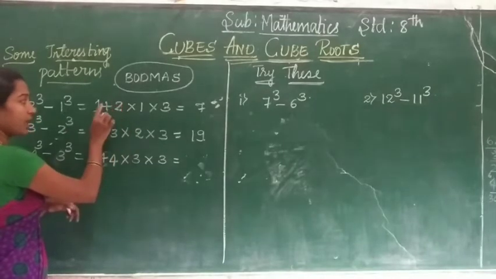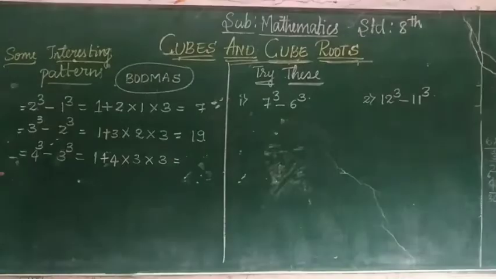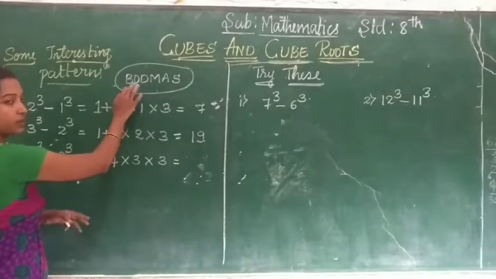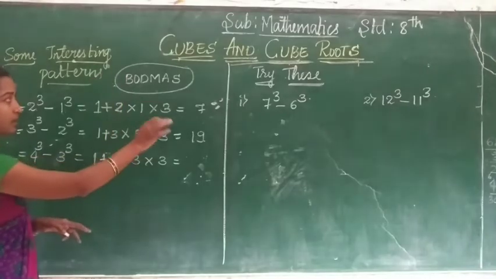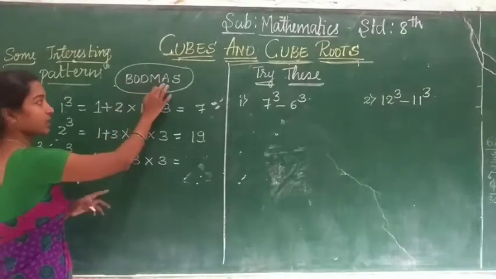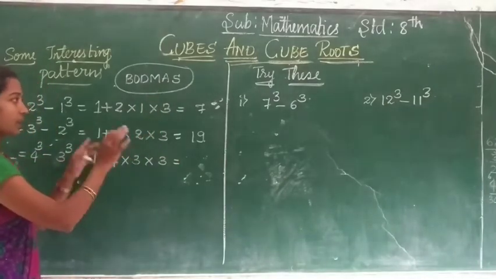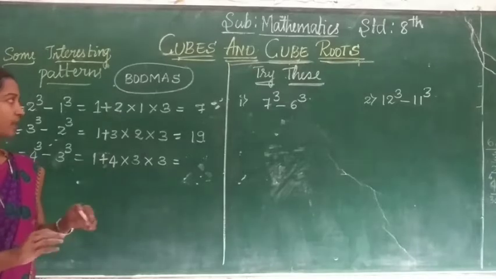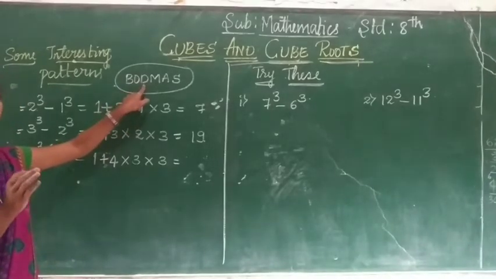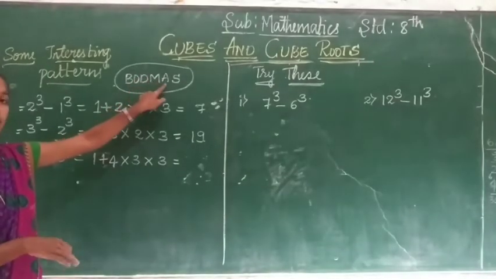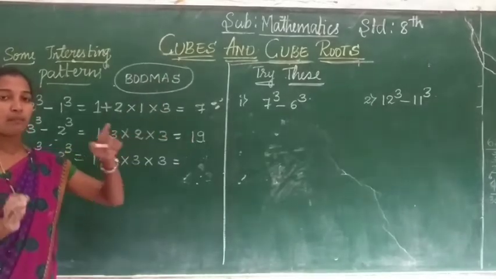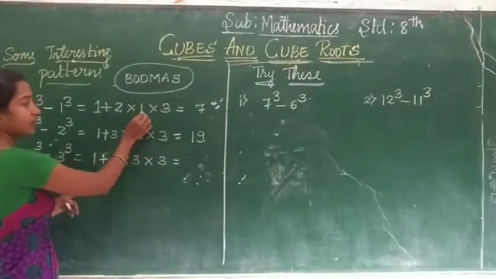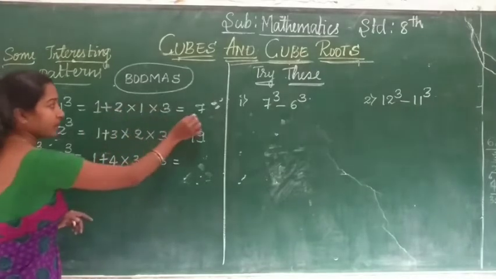Now observe, here addition and multiplication are there. Let us do multiplication first according to the BODMAS rule. What does the BODMAS rule say? Listen carefully. BODMAS means brackets, division, multiplication, addition, subtraction. According to this rule, first do division, next multiplication, next addition, and last subtraction. Now let us do multiplication. 3 ones are 3. 3 twos are 6. 6 plus 1 becomes 7.